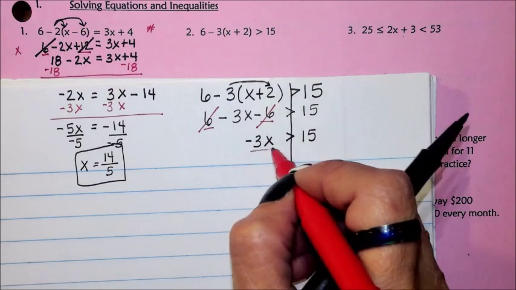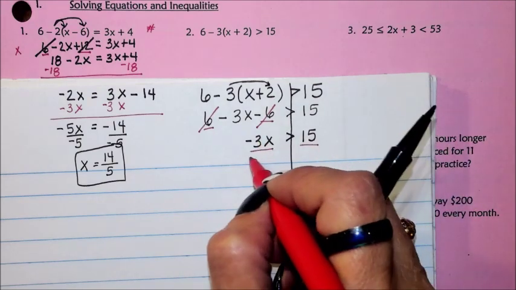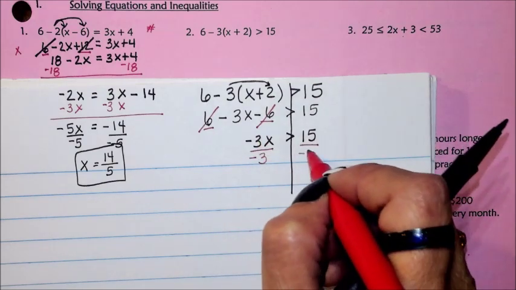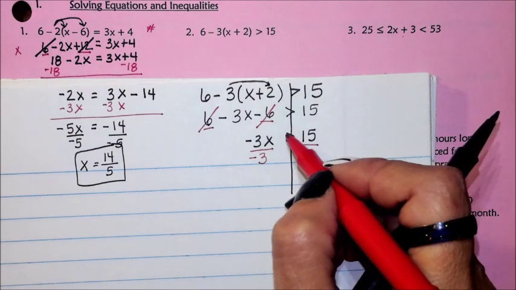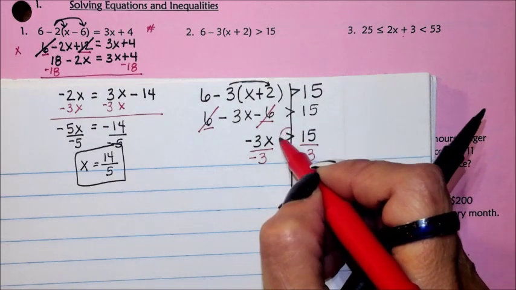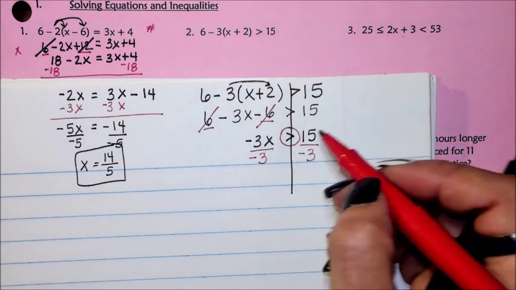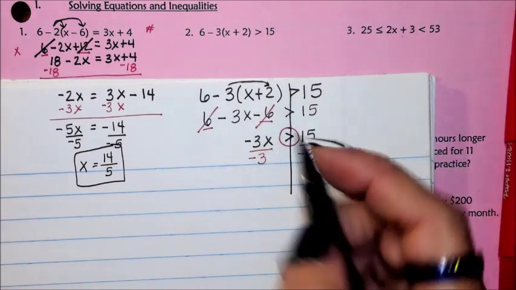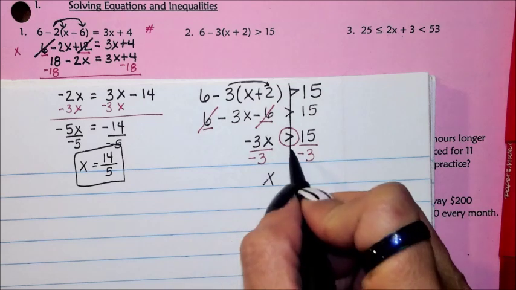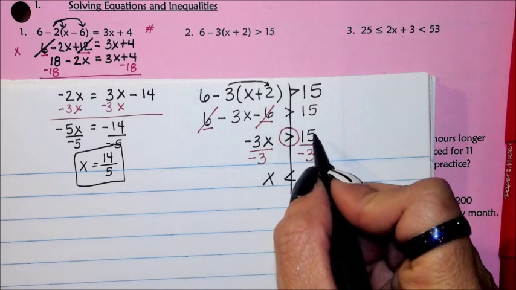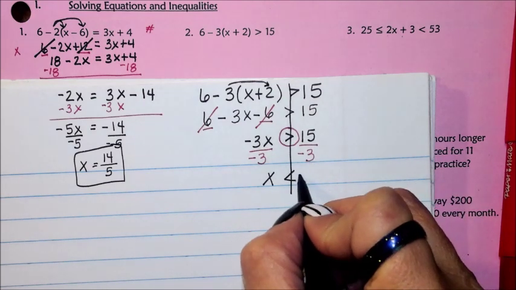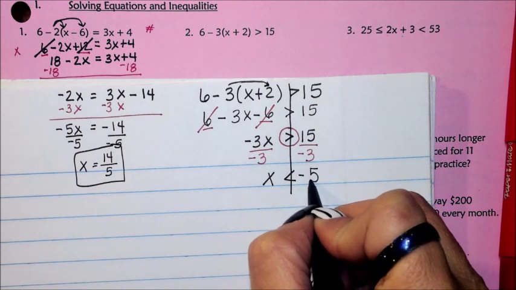I need to get rid of that negative 3 there, so I'm going to divide both sides by negative 3. With inequalities, the only rule you have to remember is if you divide or multiply by a negative, you have to flip the sign. So x, flip the sign, 15 divided by negative 3 is negative 5.